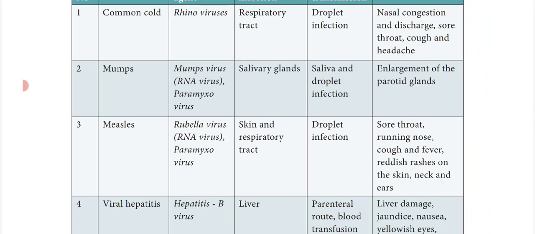So these are the symptoms of the mumps. Next is measles. Measles is caused by the rubella virus, which is an RNA virus, the same type of virus that affects mumps. Here it mainly affects the skin and the respiratory tract, and the mode of transmission is by droplet infection. The symptoms are sore throat, running nose, cough and fever, and reddish rashes on the skin, neck and ears. So these are the symptoms of the disease measles.